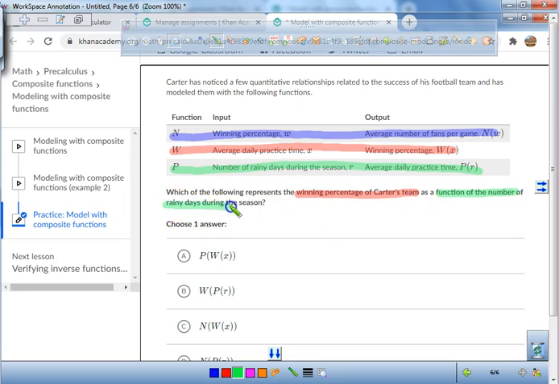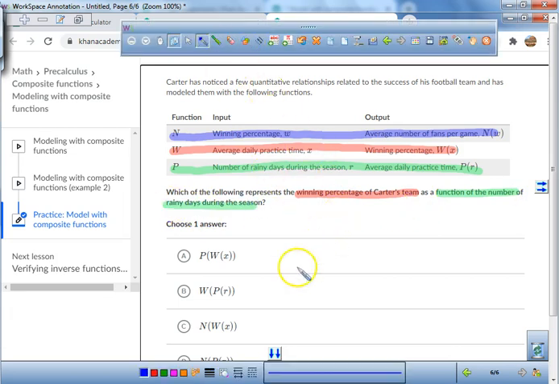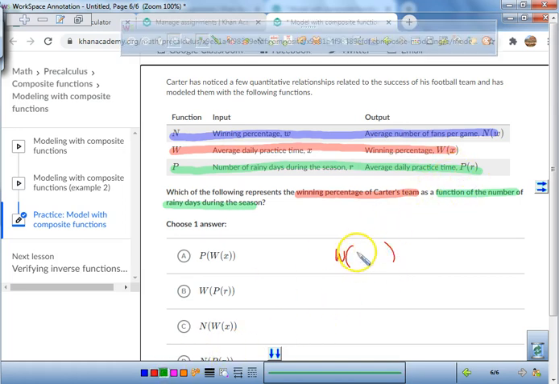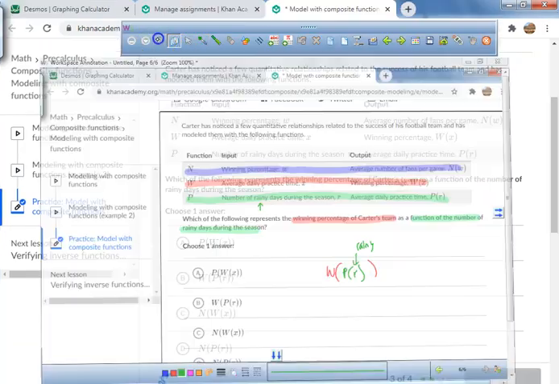So here's where I know my final output is W of X, which is the winning percentage. What did I have to plug in? I'm going to have to plug in P of R. And the reason why I'm plugging in P of R is R represents the number of rainy days. So this was our first input, the rainy days, and our final output was the winning percentage. So I'm going to find W of P of R.